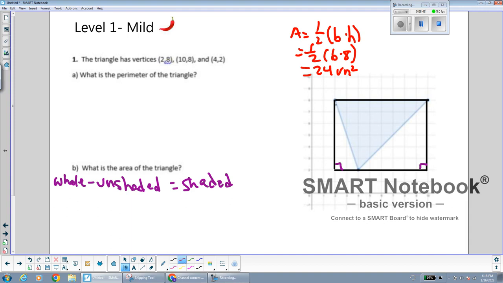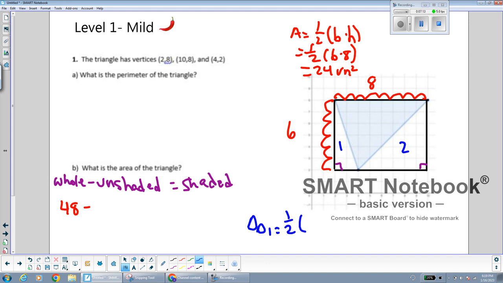The whole box is going to be 1, 2, 3, 4, 5, 6. And this was 8. 1, 2, 3, 4, 5, 6, 7, 8. So 6 times 8, that's 48. Okay, now let's find the area of the unshaded regions, which are the triangles. So we have right triangle number 1 and right triangle number 2. So the area of triangle 1 is 1/2. The base is 2. And the height is 6. So that is 6. Half of 12 is 6. And the area, oh, that was supposed to be an A for area.